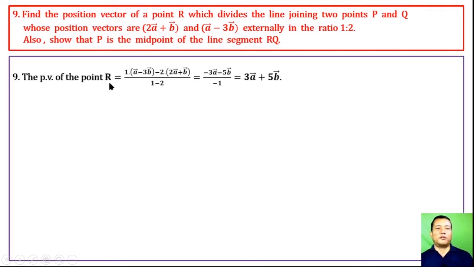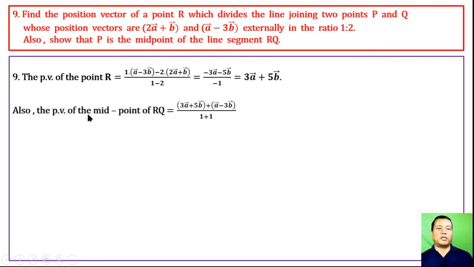The position vector of the point R is, by the section formula for external division, 1 times a minus thrice b, taken with minus 2 times a plus b, divided by 1 minus 2. Simplified, we get thrice a vector plus 5 b vector.